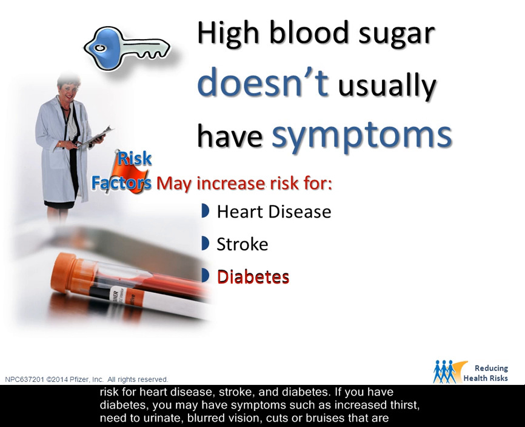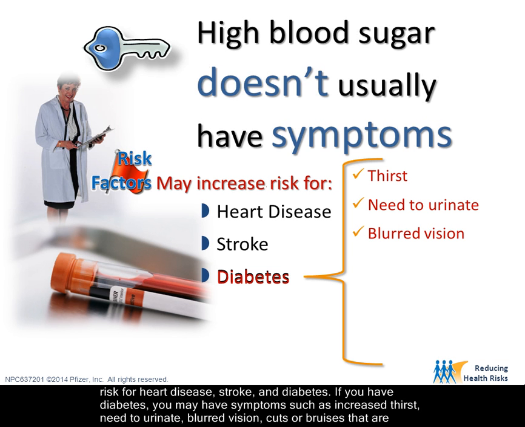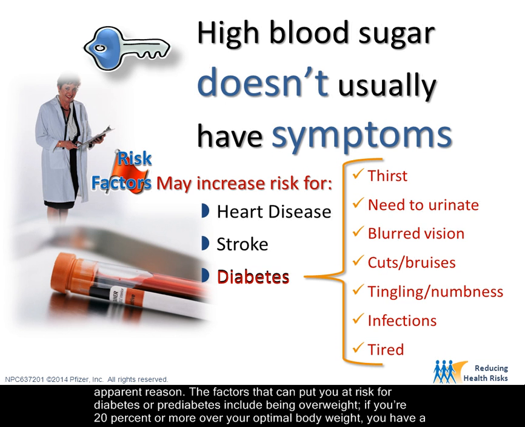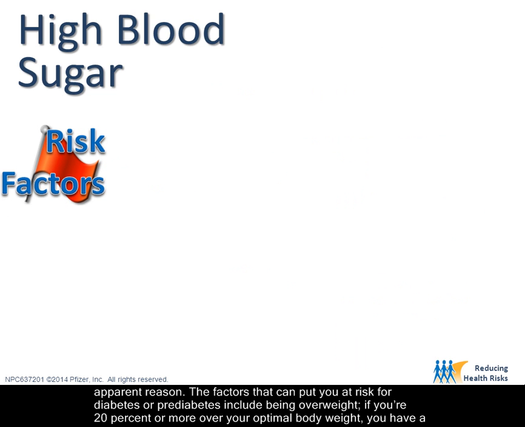If you have diabetes, you may have symptoms such as increased thirst, need to urinate, blurred vision, cuts or bruises that are slow to heal, tingling or numbness in your hands or feet, infections in your skin, gums, or bladder that keep coming back, or a feeling of being tired most of the time for no apparent reason. The factors that can put you at risk for diabetes or prediabetes include being overweight.